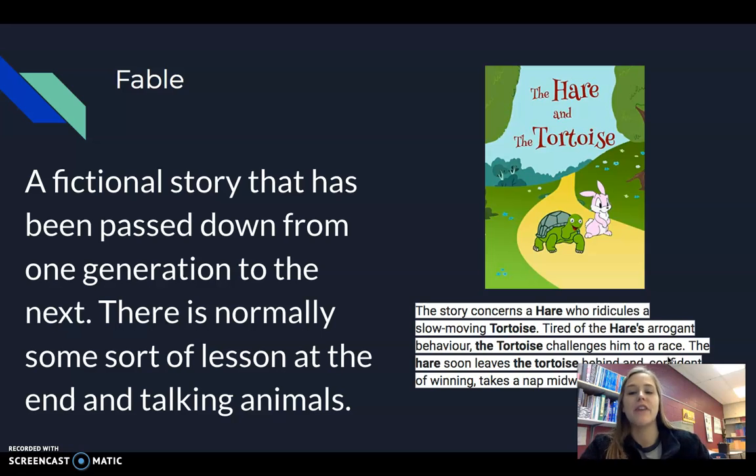Up next, we have fables. Fables are also fictional stories. They're usually passed down from generation to generation.